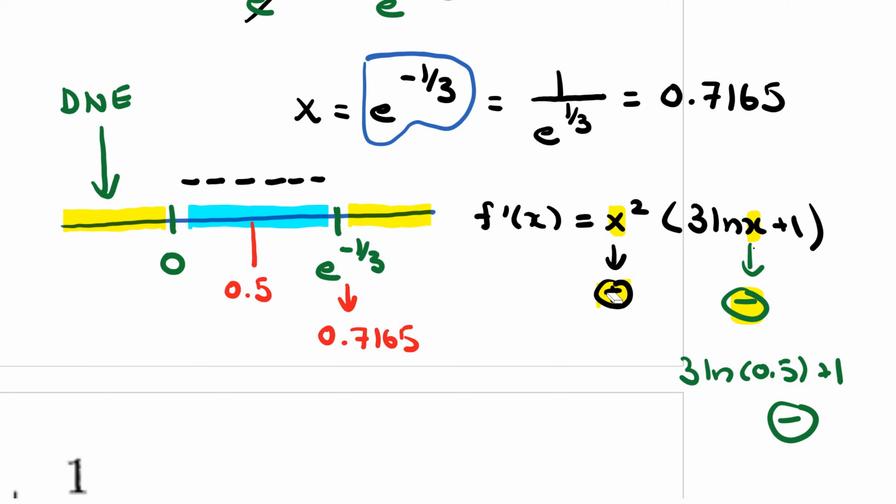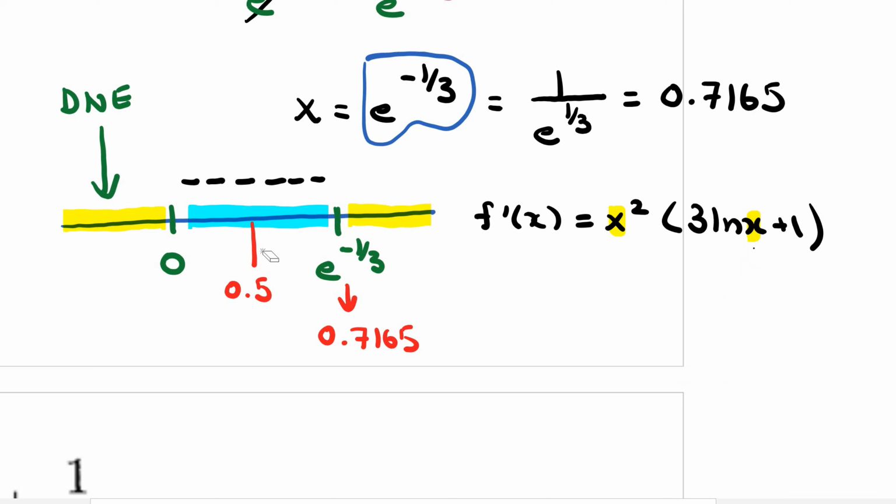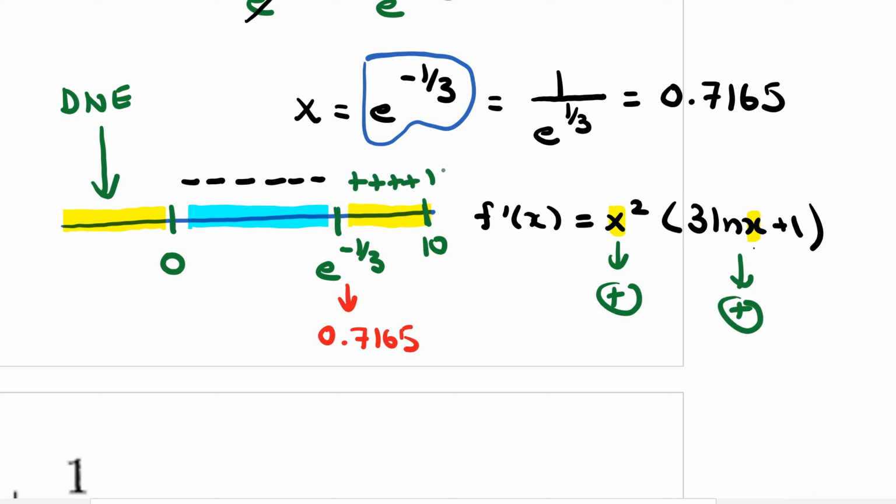So for this question, it does help if you have a scientific calculator to approximate the numbers here. Then for a number in the yellow region over here, maybe we'll pick 10. That means this is positive, and this will definitely be positive. So positive times a positive is positive. Okay, so there you are.